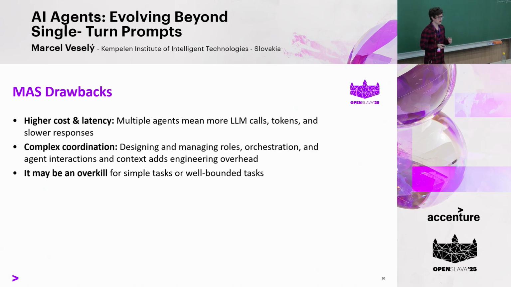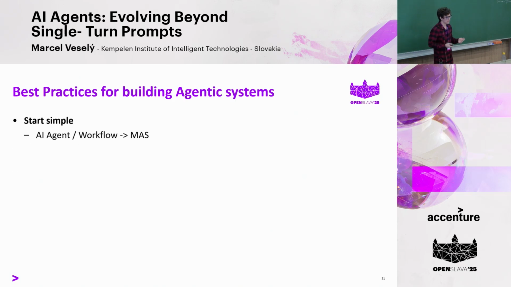The bigger problem is complex coordination, designing and managing roles. There's a ton of engineering overhead associated with multi-agent systems. So you may start off by implementing an AI agent or workflow first, and then you can go into a multi-agent system depending on whether your task, your solution, actually needs it. Depending on the task, if it's simple, it may be overkill, but usually the best practice is to start off simple, with an AI agent or workflow, and then move on to a multi-agent system depending on your needs.